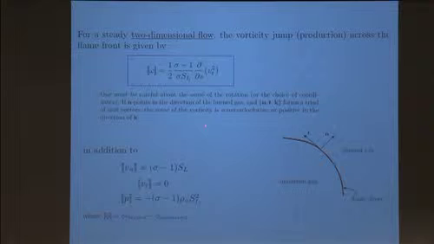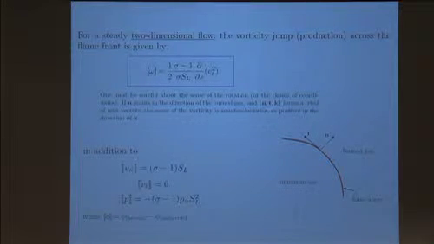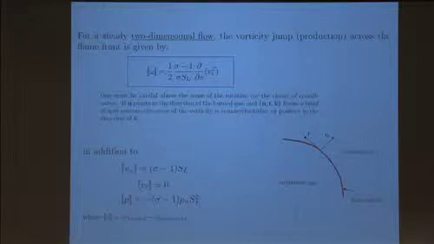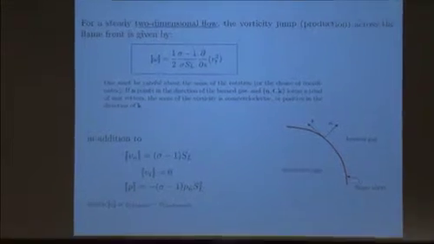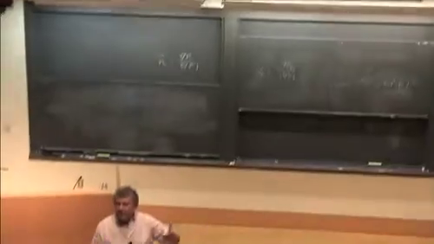But my main point was to make sure that you understand that across the flame there is vorticity production, not across a planar flame, but across a curved flame in general, there is vorticity production, and that you can compute that vorticity production, okay?